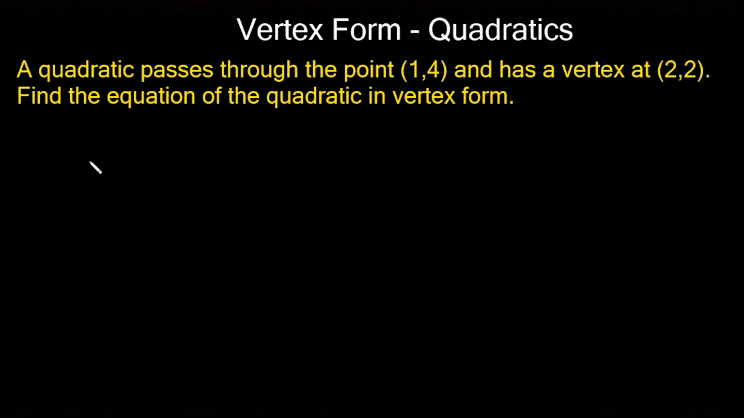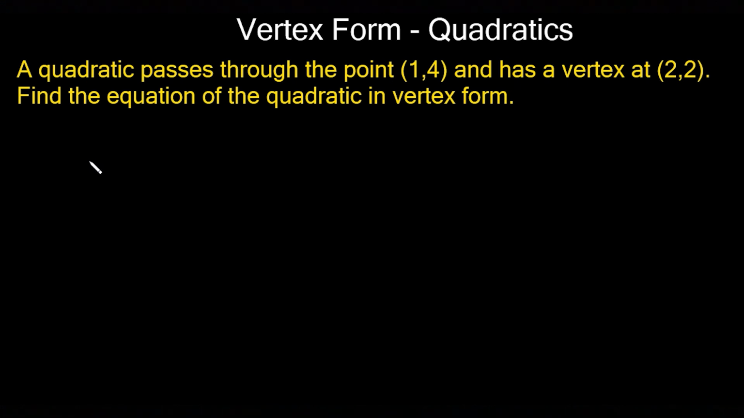Okay, so in this example here, we're going to be talking about how to find the equation of a quadratic in vertex form based on the information that we're provided here. So let's go ahead and read the problem, and then I'll talk about how we're going to set up this problem. It says a quadratic passes through the point (1, 4) and has a vertex at (2, 2). Find the equation of the quadratic in vertex form.